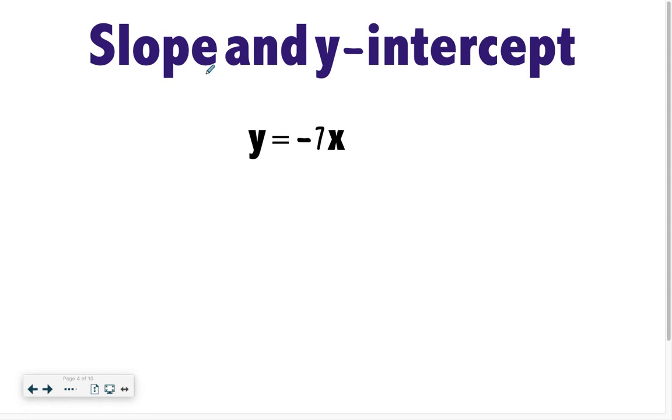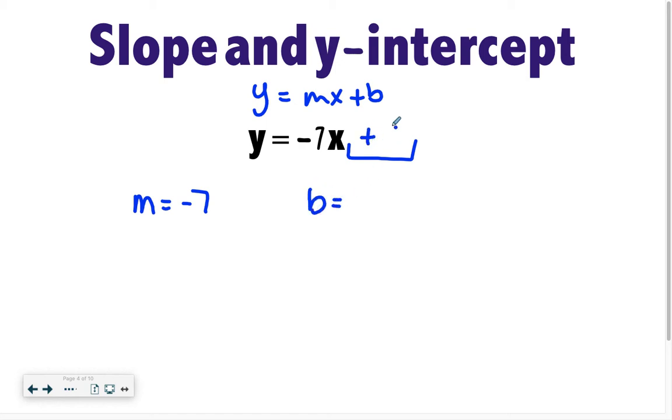Okay, so then we have slope and y-intercept here. So we have y equals mx plus b. That is our slope-intercept form. And I look at this and I get a little confused because I see I have the slope and I have the x, right? My slope is that -7, but I don't see anything written after the x. So does that mean I don't have a y-intercept? No, that just means that our y-intercept is 0.